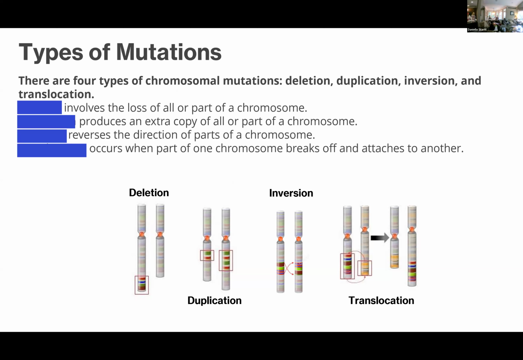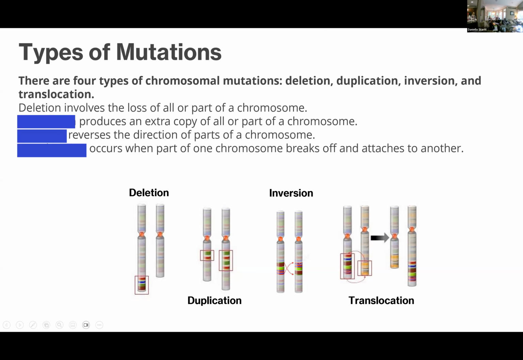But then there are chromosomal mutations. So you can have deletion, duplication, inversion, and translocation. So what involves the loss of all or part of a chromosome? There you go. You got a deletion. Look at this. This guy's leg is like been chopped off over here. He's missing this entire part of this chromosome.